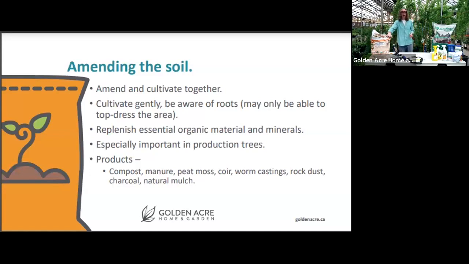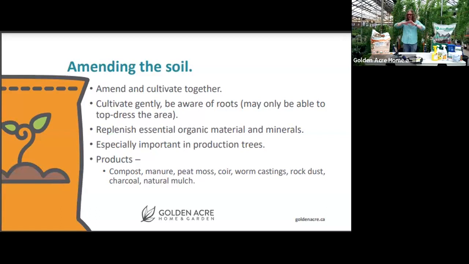You want to use a compost, a volcanic mineral, a peat moss, a cocoa coir. We've done a whole thing on amendments. Have a look. Worm castings. Put them down. Now, you want to cultivate gently. And that just means taking your cultivator and working it in. But sometimes, like that shrub I showed, those roots are on the surface. So it might be like doing it on a lawn.